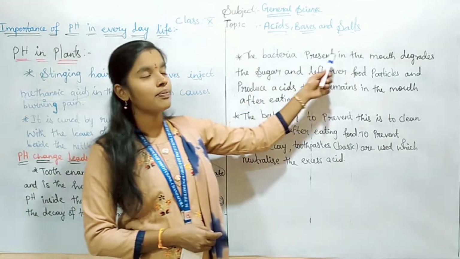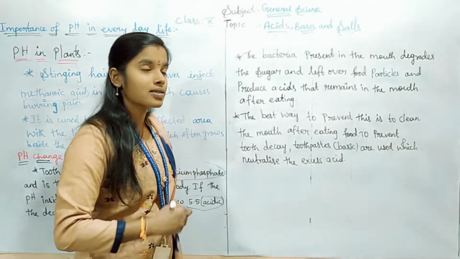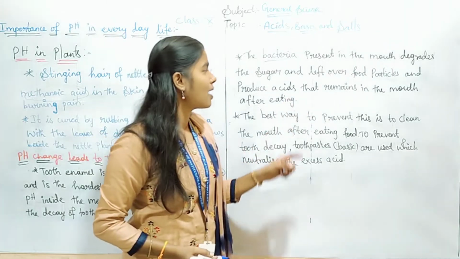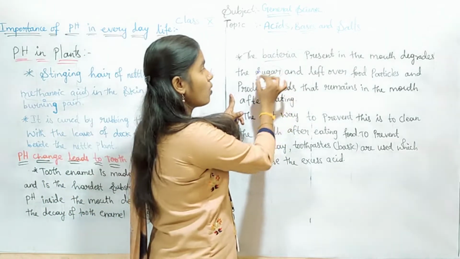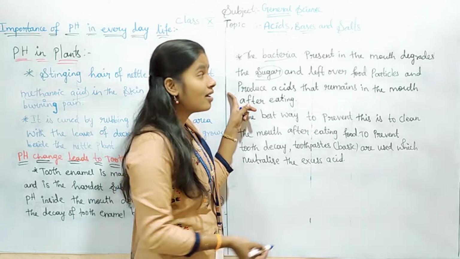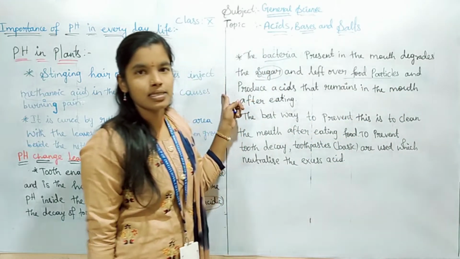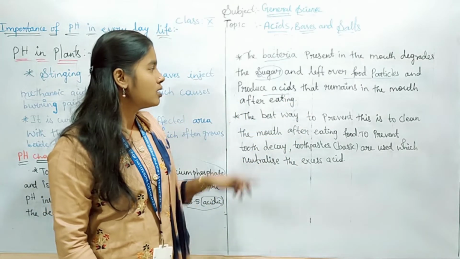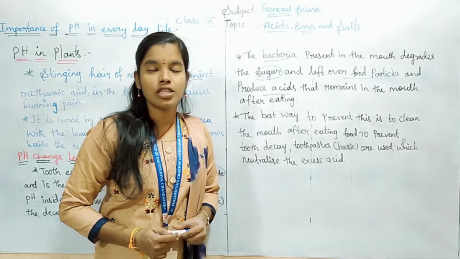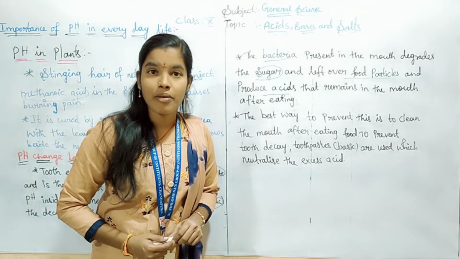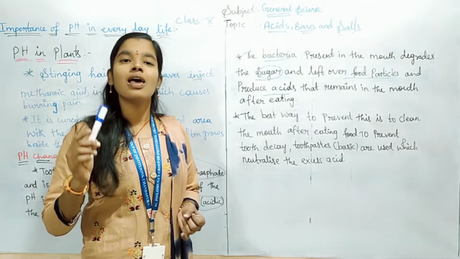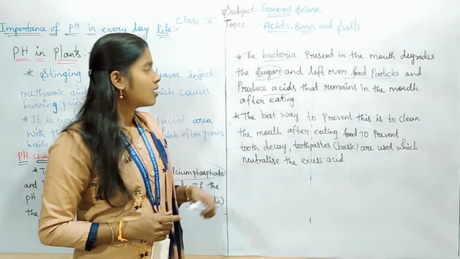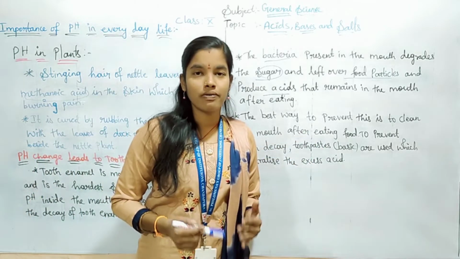So the bacteria present in the mouth degrade the sugar and leftover food particles and produce acids that remain in the mouth after eating. So after eating, the bacteria present in our mouth degrade the sugar as well as the leftover food particles. They make acids. We want to prevent this tooth decay, right?